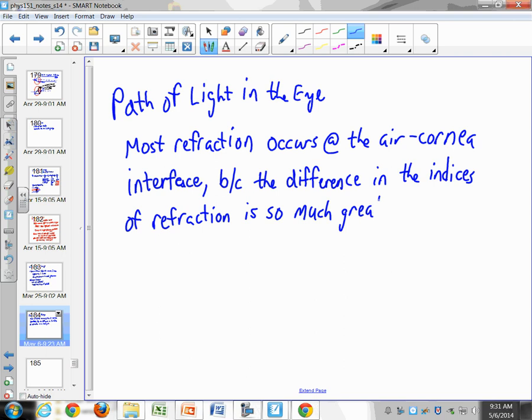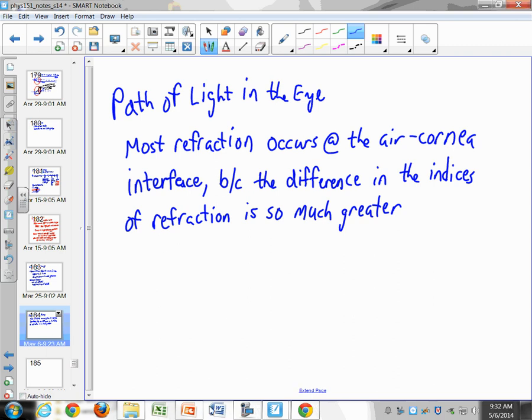Once the light actually gets into the eyeball, the indices of refraction don't change that much, so the light's not going to bend that much. So the lens, for example, is not that much different than the surrounding fluid. So the light isn't going to bend that much. The lens is really just sort of fine-tuning the direction of the light, with most of the refraction occurring at the cornea interface.